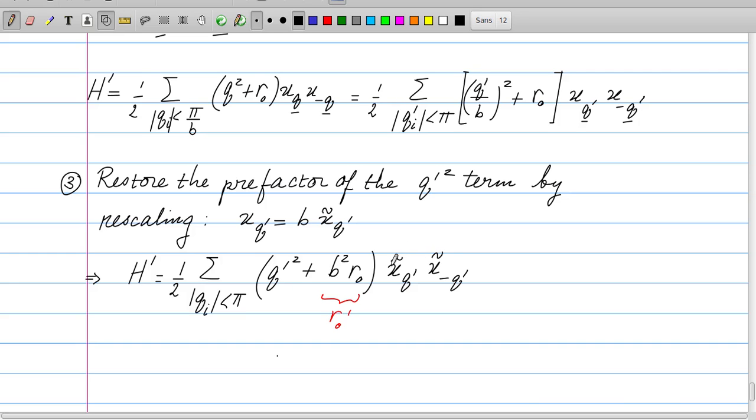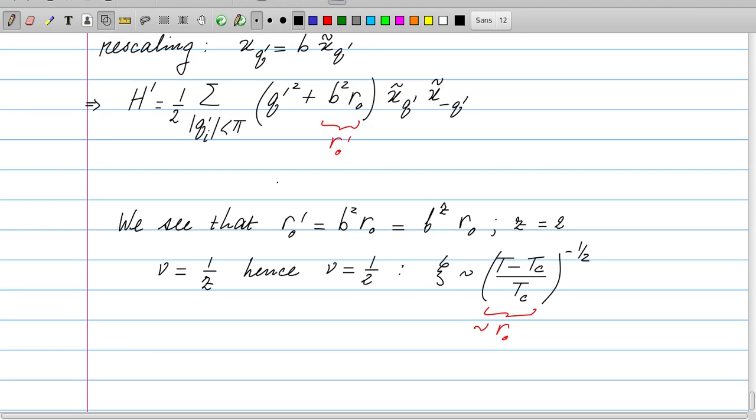The fact that the x tilde q looks a little bit different because it's an x tilde doesn't really matter because it's an integration variable when we calculate the partition function. The fact that we use a q primed here, I should also put that here, doesn't matter because q primed runs over the entire Brillouin zone. And so this Hamiltonian is the same as the original up to a change in the parameter r0, which is now b squared times r0.